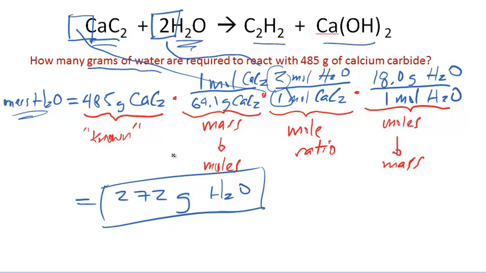So if we step back and think about what this all means, what this means is that if you take 272 grams of water and react it with 485 grams of calcium carbide, then you will consume both of those. Every gram of water and every gram of calcium carbide will disappear in the reaction, and it will all go into the products.